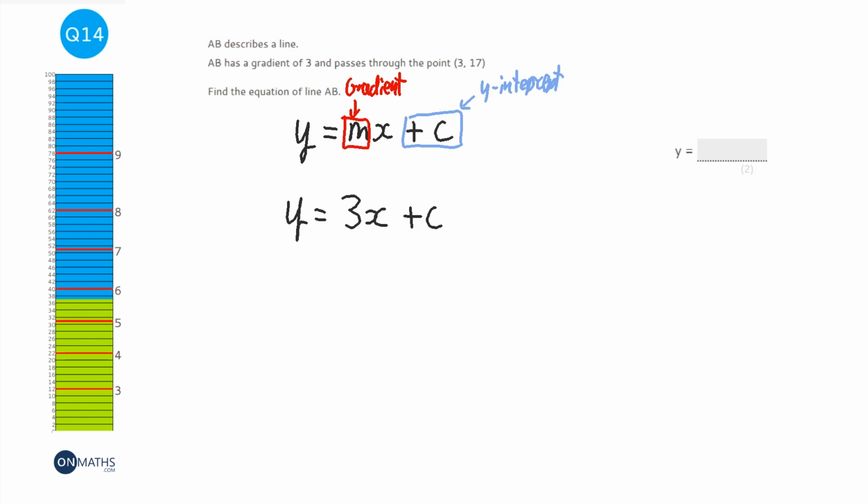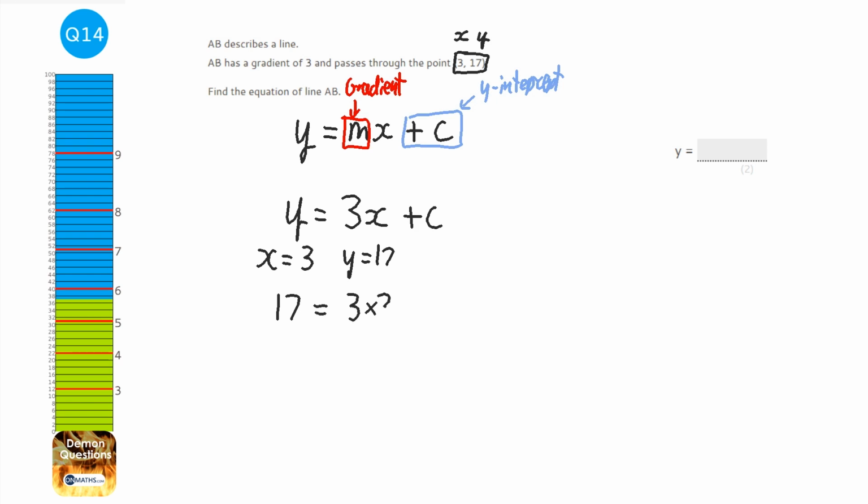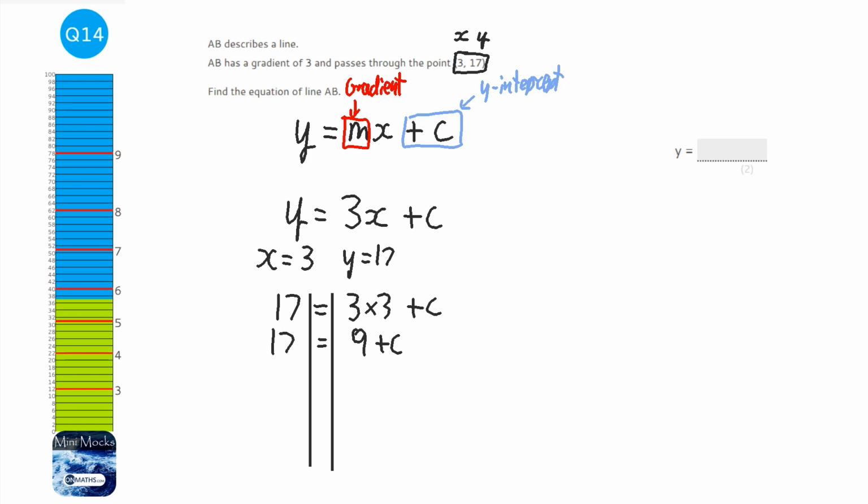Now, the way of getting the y-intercept is substituting in the values we know. We know when x is 3, y is 17. So what I'm going to do is just put in the values of 3 for x and 17 for y. So it's going to be 17 equals 3 times 3 plus c, and I'm going to put my lines in so that I can solve it. So that's 17 equals 9 plus c, and we're going to take away 9 from both sides. So it's going to be 8 equals c, or just c equals 8.